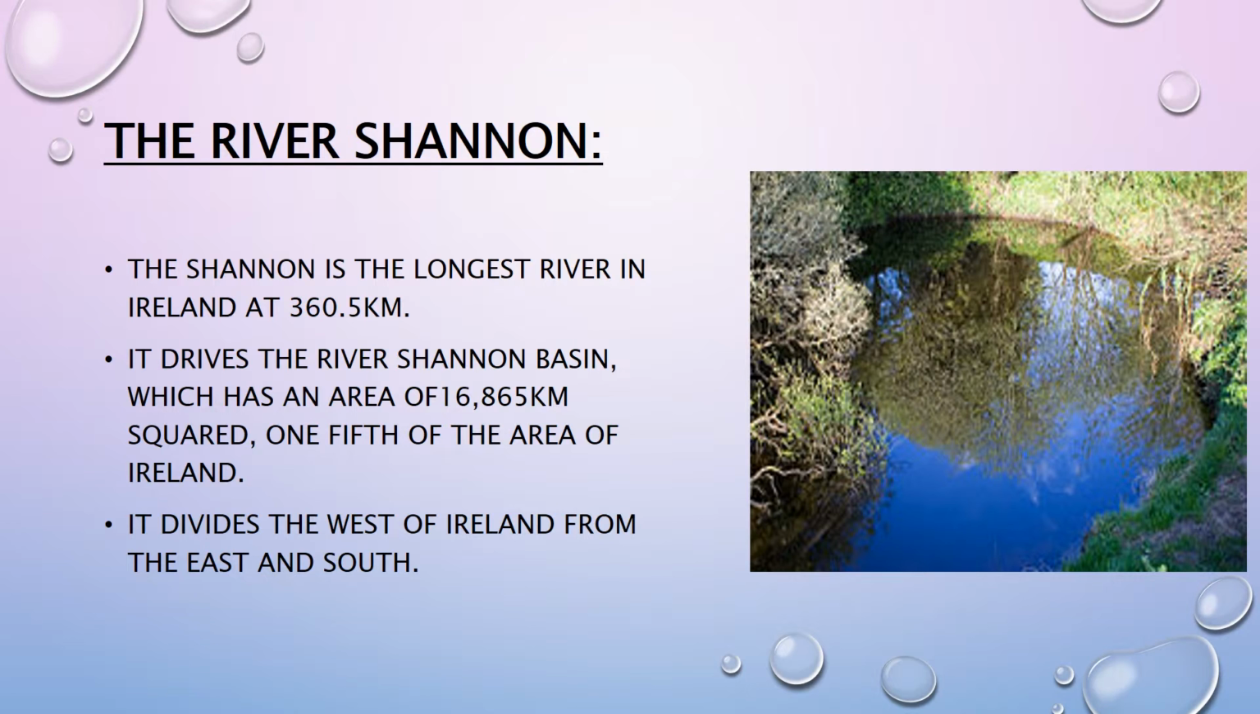Next, we will visit the River Shannon itself. The Shannon is the longest river in Ireland at 360.5 kilometres. It drives the River Shannon Basin, which has an area of 16,865 kilometres squared. In fact, 1/5 of the area of Ireland itself. It divides the west of Ireland from the east and south.